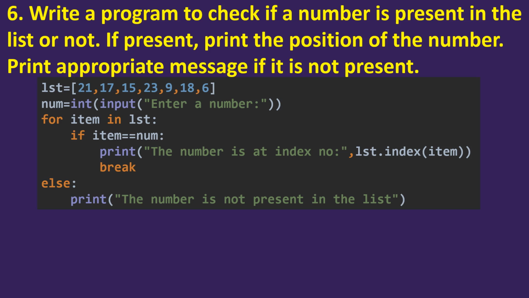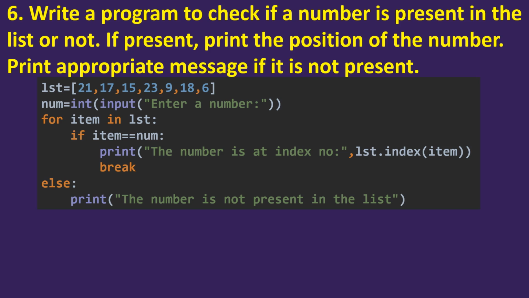Now it will ask the user to enter a number which will be stored in a variable num. Then it will check all the items present in the list. So for item in lst, this is a for loop. We'll check each and every item with num. If item equals num, then it has to print that the number is present and it is at a particular index number. What is the index number? You can call the index function over here, lst.index, within that you can pass the item. So it will show you the index number of that particular item, which is equal to num. Now just break over there. That means we don't want to iterate further. Once we get the number, then we will stop there.